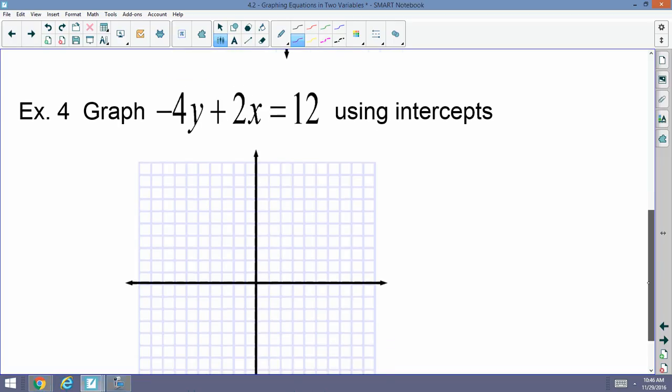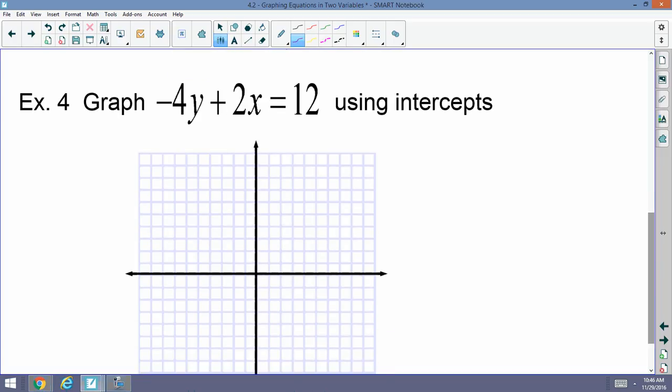So how does this work? I'm going to graph negative 4y plus 2x equals 12. Now, I've already taught you, yes, sir? That only works with linear equations, correct?